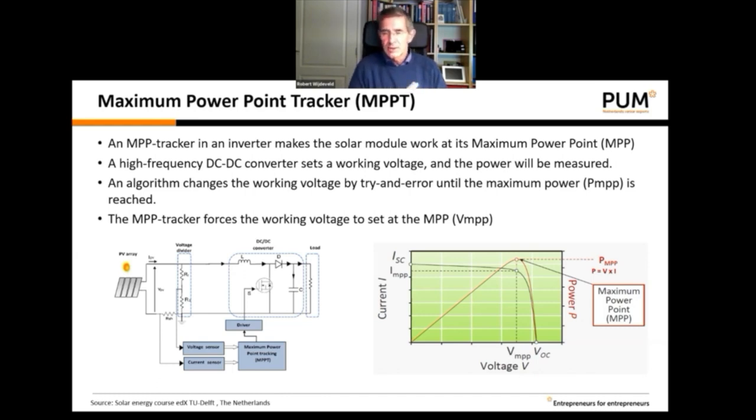I increase the working voltage a little bit more, measure the current again, calculate the power, and it says, oh, this is also a little bit higher. And when the next step is lower, it calculates that the power is lower. It knows, oh, I'm now too far, I'm going a step back. And that is done at a very high frequency. So the MPP tracker forces the working voltage to be set at its maximum power point voltage.